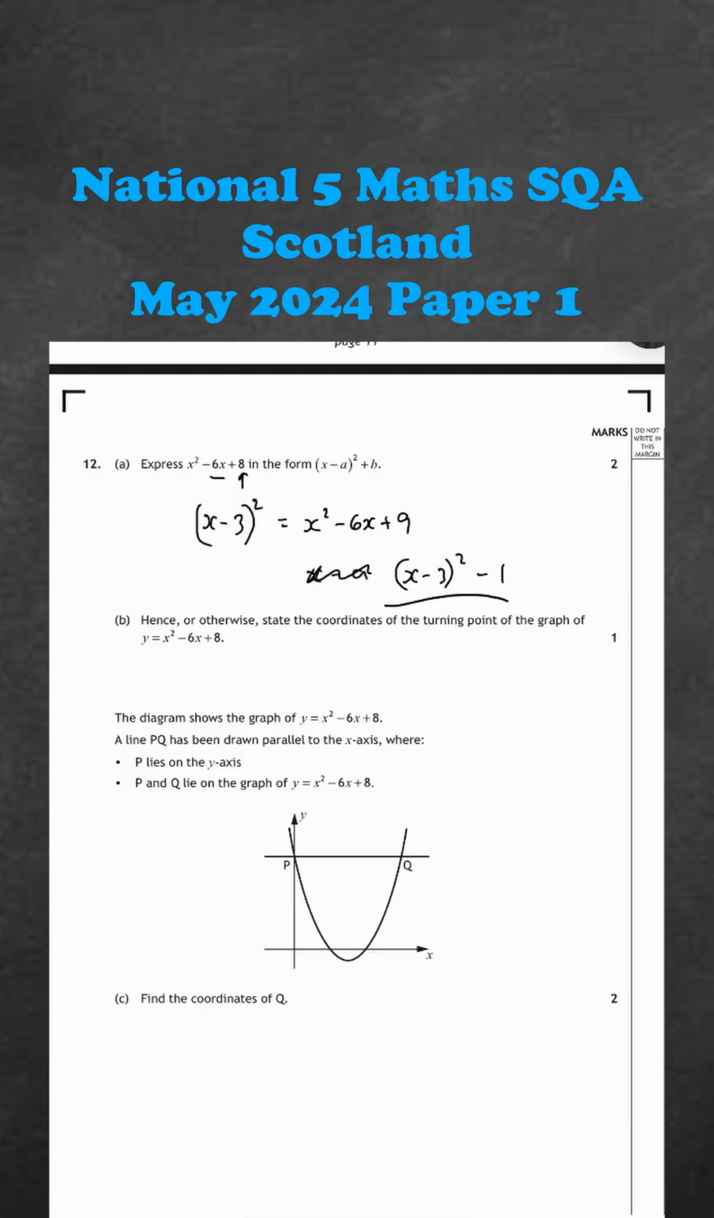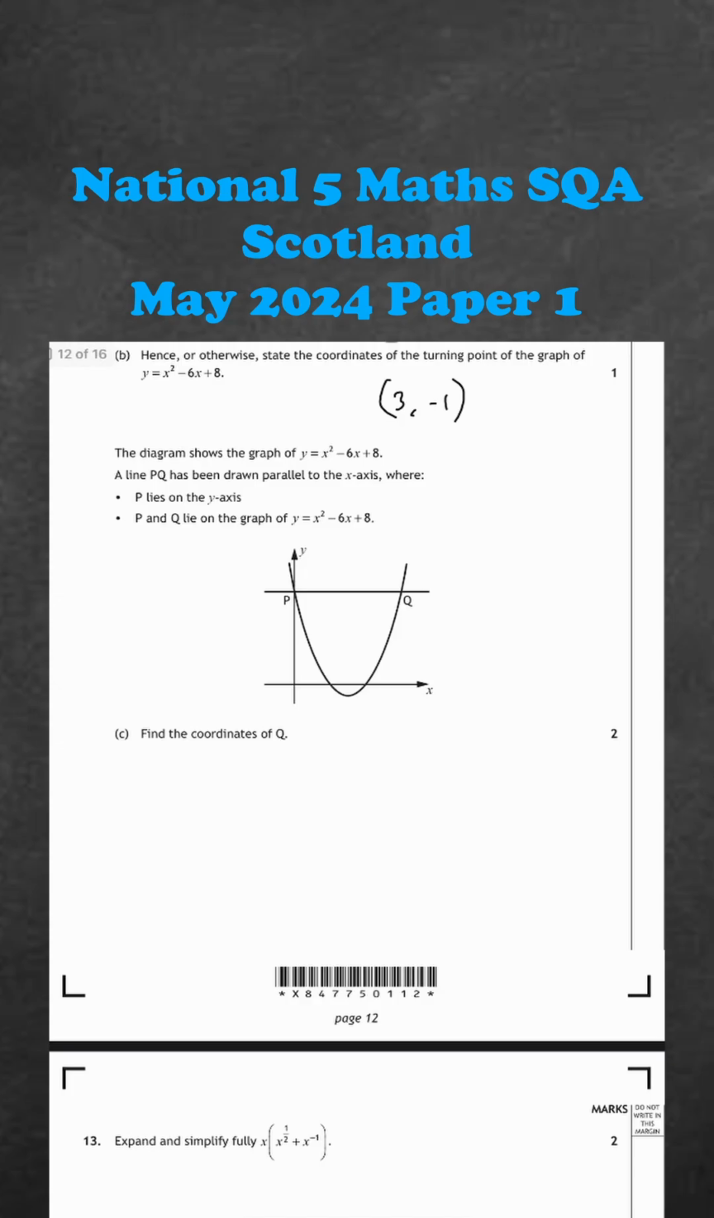Part B. Hence or otherwise, state the coordinates of the turning point of the graph. That is just going to be 3, minus 1, because it will be where this bit is at a minimum, which is when that becomes 0. So that's easy enough for the x part, and then the y part will just be the minus 1, because that first bracket will be 0.